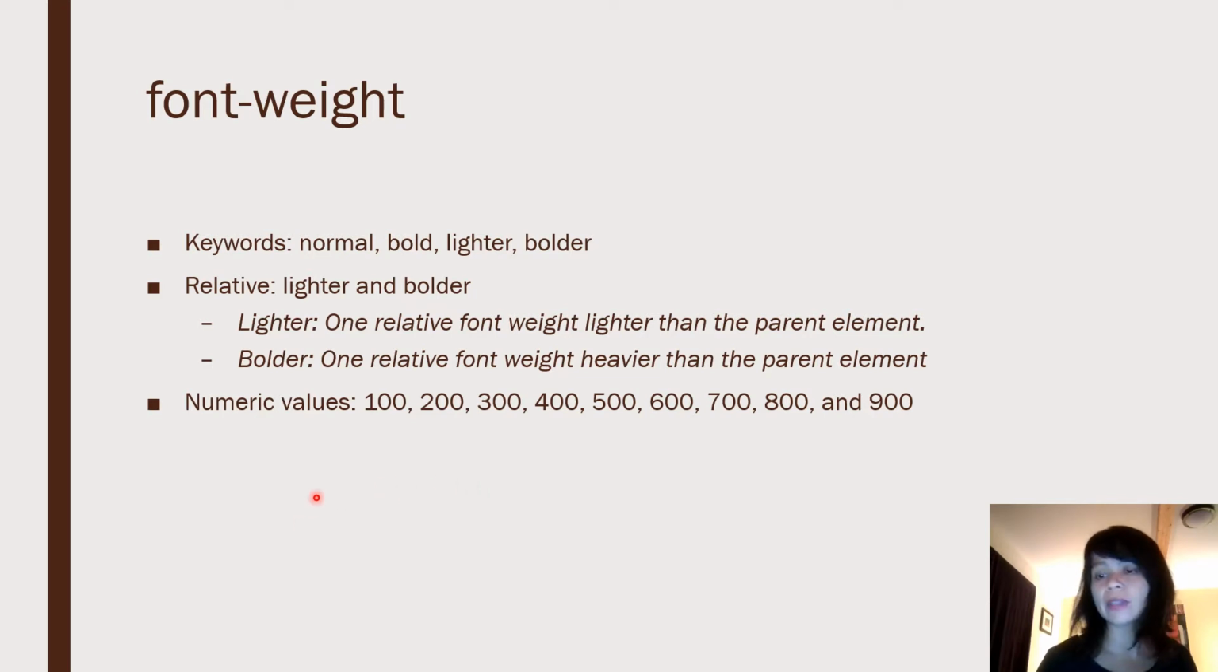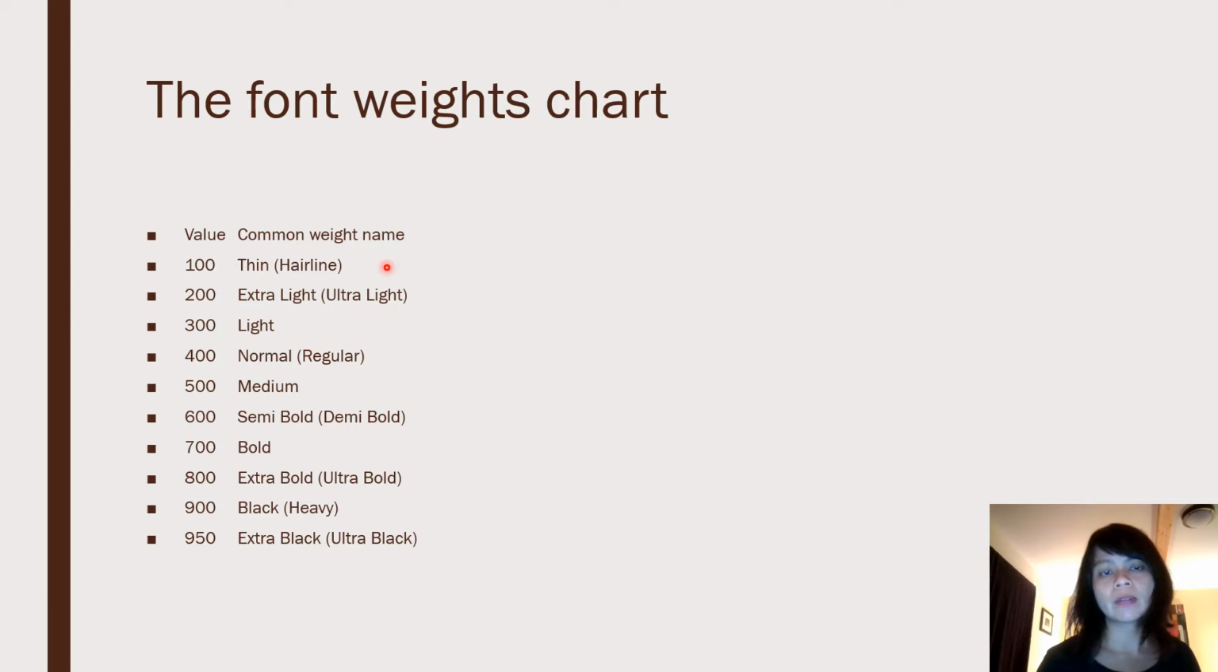Okay, so again, there's three ways to declare the font values. You can use keywords like normal, bold, or relative like lighter, bolder, or numeric values like in the hundreds. So what do the numeric values mean? Basically, 100 means very thin hairline, 200 means extra light, 300 means light, 400 means normal. So you can use either the values or the common weight name.